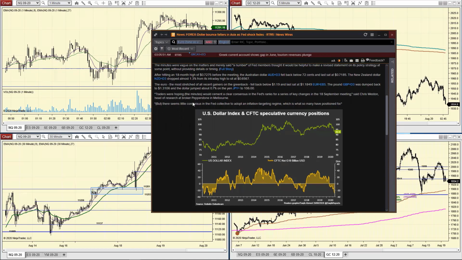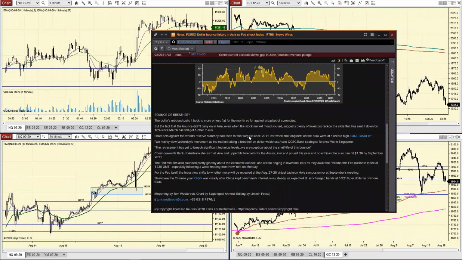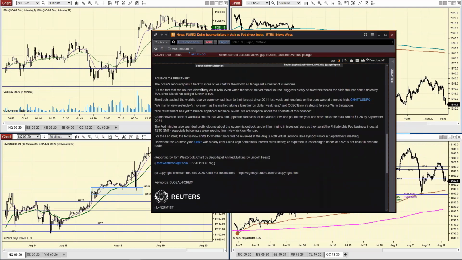Traders were hoping that the minutes would cement a clear consensus in the Fed's ranks for a series of changes in the September meeting, said Chris Weston, but there seems little consensus in the Fed collective to adopt an inflation targeting regime, which is what so many had positioned for.